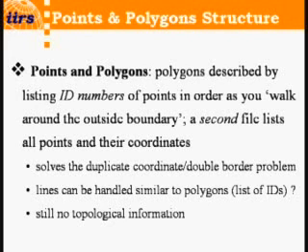Now in this, lines can be handled similar to polygons. So you will have the list of IDs, so you don't have to separate both, and still there is no topological information. So still it is lacking the topological relationship, that is the adjacency and all.